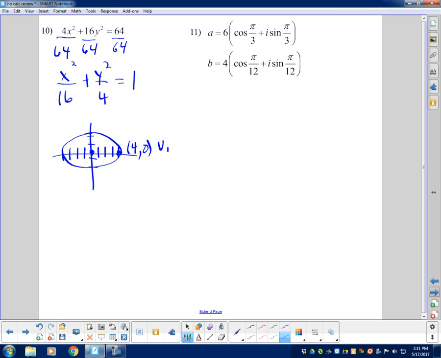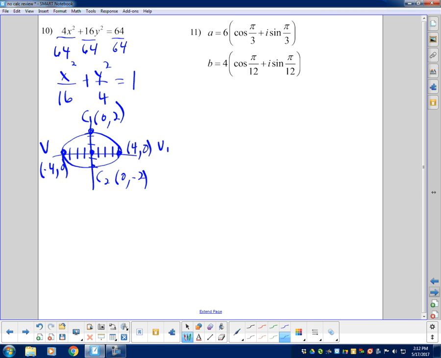That's a vertex. We'll call it V1. Another one here, vertex at negative 4, 0. And then we have co-vertices here at 0, 2. We'll call it co-vertex 1, and 0, negative 2. Co-vertex 2.